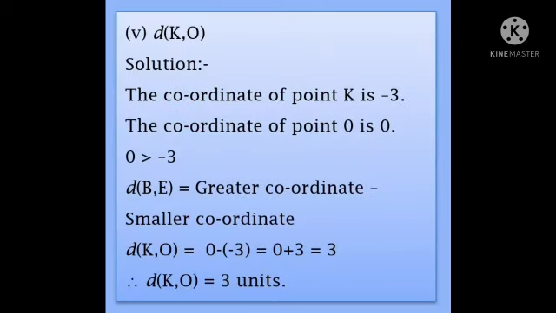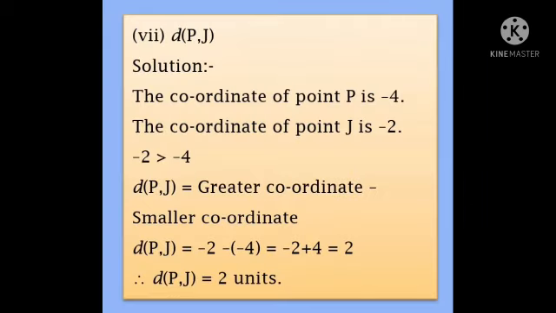Difference of KO. Solution. The coordinate of point K is minus 3. The coordinate of point O is 0. So 0 is greater than minus 3. Difference of KO is equal to greater coordinate minus smaller coordinate. Difference of KO is equal to 0 minus in bracket minus 3, minus into minus becomes plus. So 0 plus 3 is equal to 3. Therefore, difference of KO is equal to 3 units.